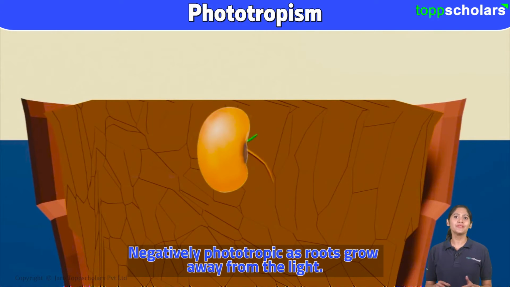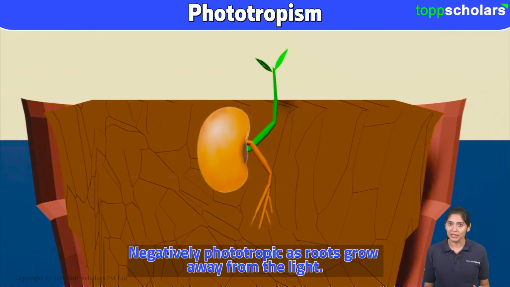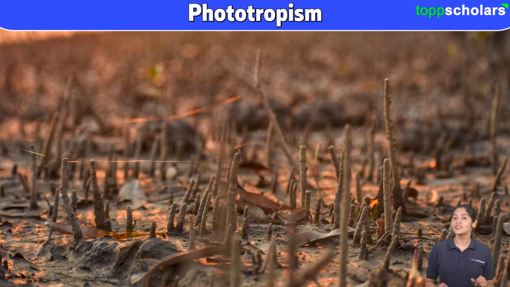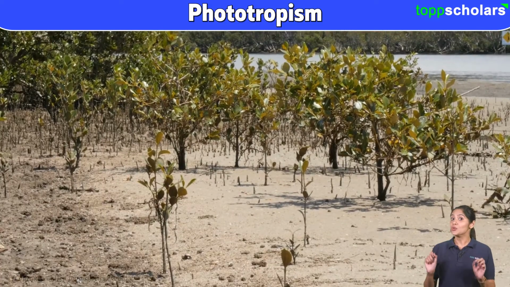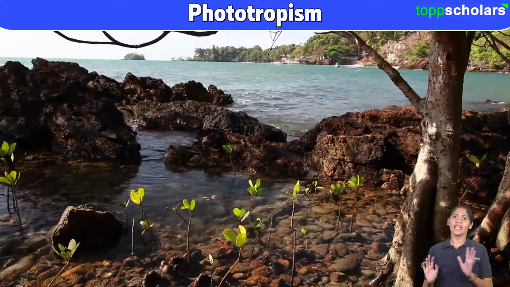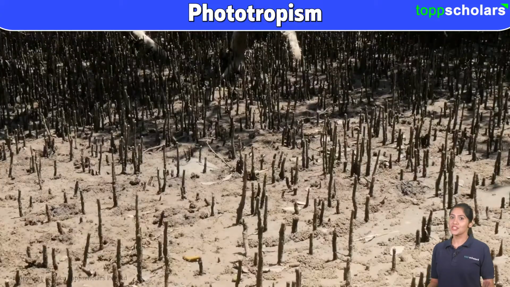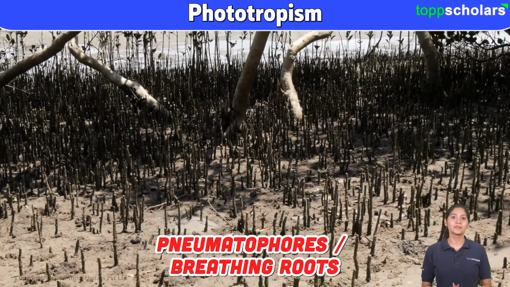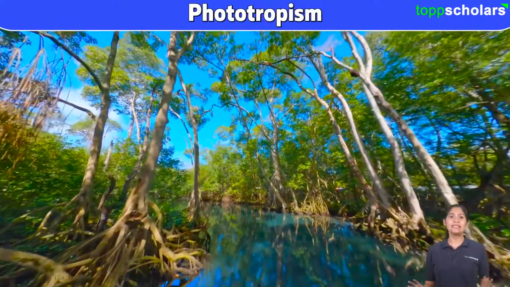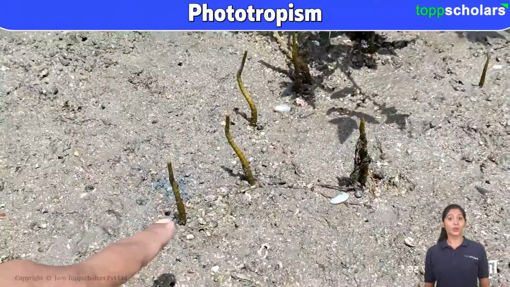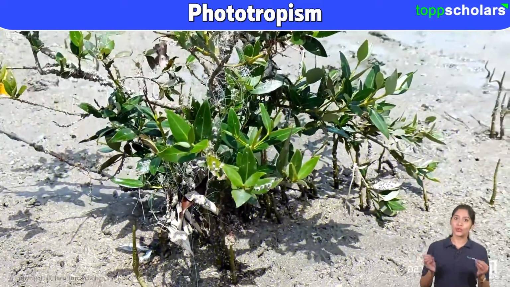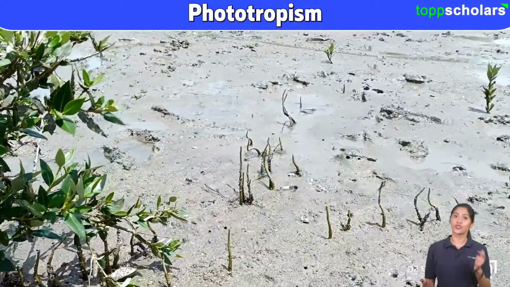Now, many of you will say that the roots are negatively phototropic as they grow away from the light. Yes, it's true. But friends, have a look at these structures. These are roots and as you see, they are growing upwards. First of all, these are called pneumatophores, also known as breathing roots. These are most commonly seen in mangrove trees. They grow in the same direction as shoots, thus they are negatively geotropic and positively phototropic.